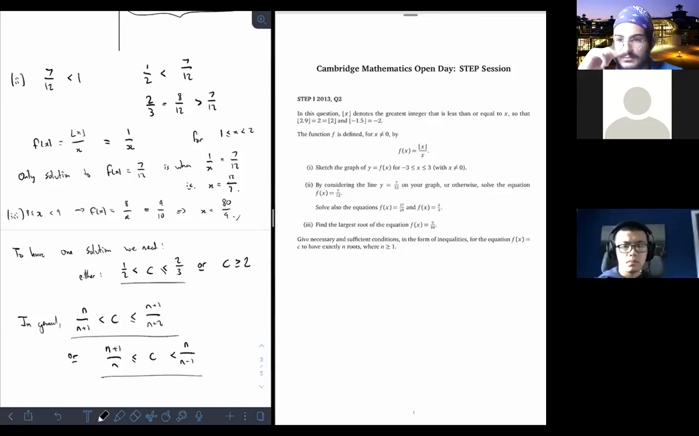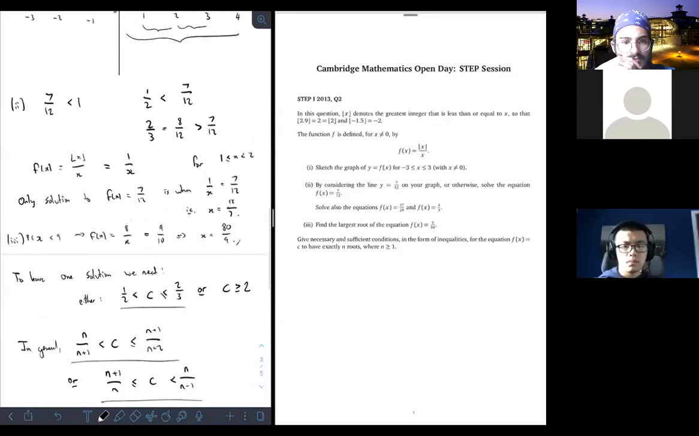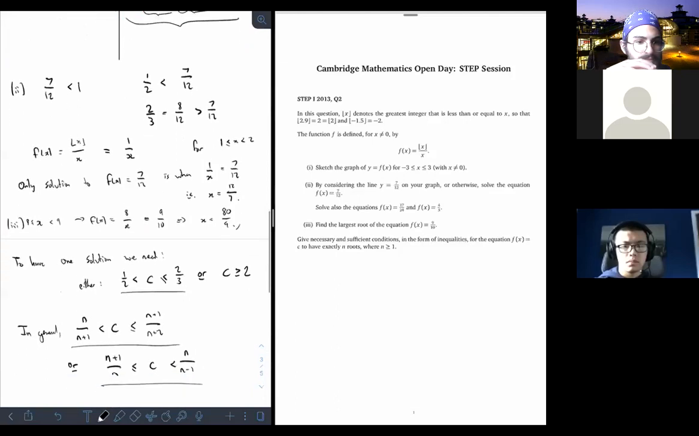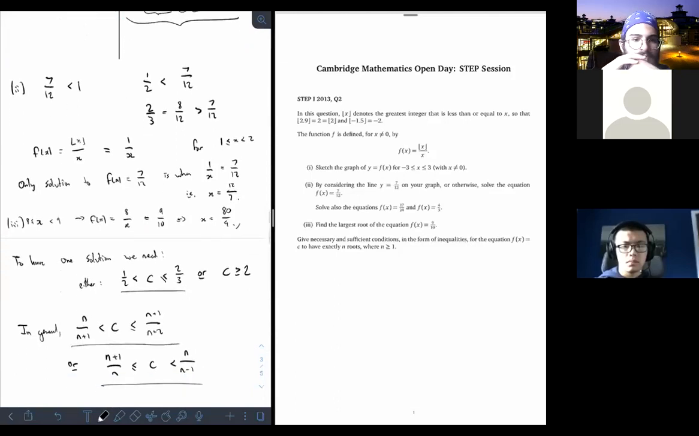are, so we have to prove that if the equation has exactly n roots, then C lies in this range, but also the other way around as well. So if C lies in this range, then the equation has exactly n roots, which is the justification we have sort of from the picture in some sense. So in general, if you ever see something that says necessary or sufficient, you need to prove one direction and the other direction.